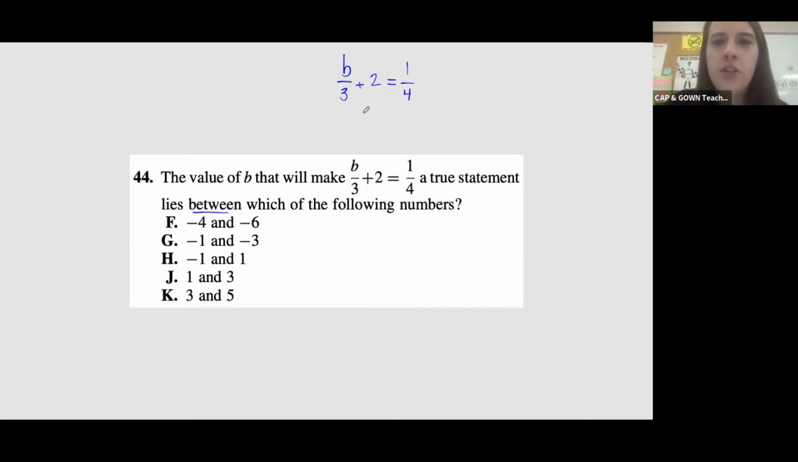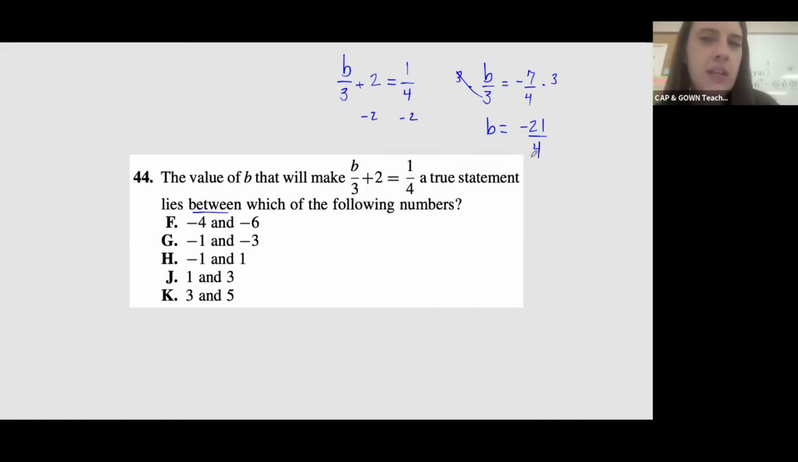So I'm going to subtract 2 from both sides. Yes, I'm going to use my fraction bar calculator. 1/4 minus 2 is negative 7/4. I'm going to multiply by 3. So those go away. B equals negative 21/4. I don't know where that lies on the number line just by looking at that improper fraction. So what I'm going to do is divide negative 21 by 4.